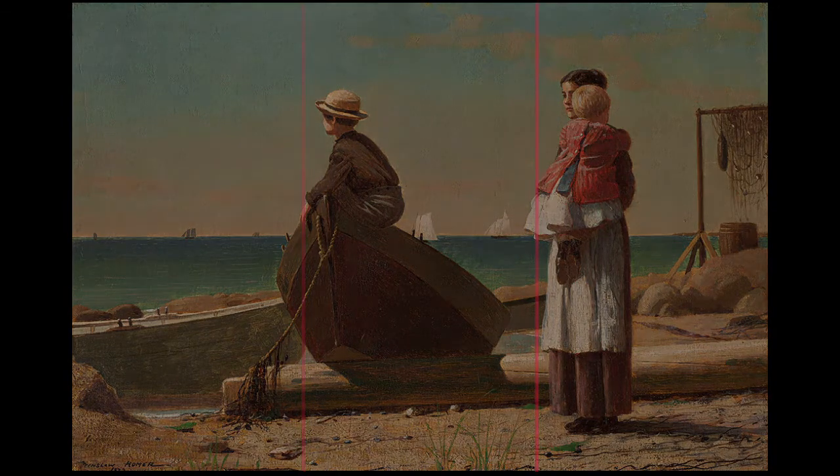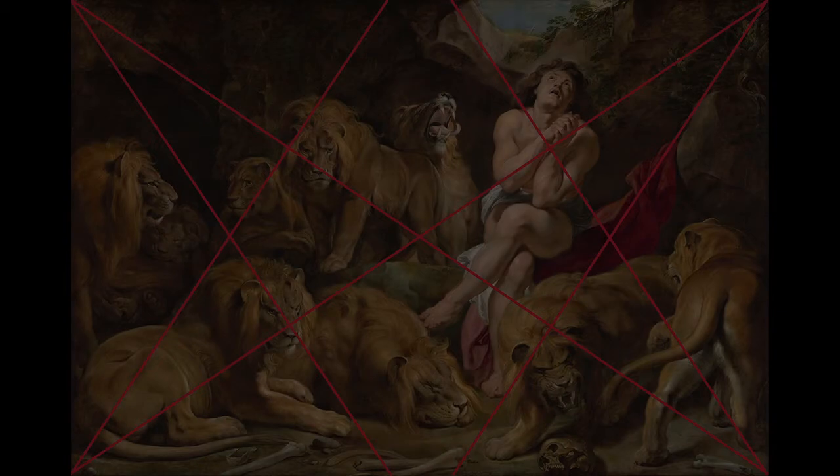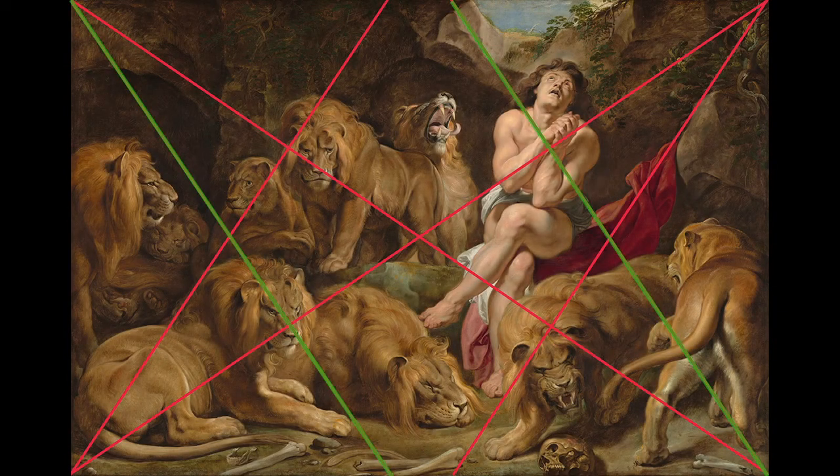The harmonicometer is a compositional guide that offers aid in the harmonic placement of accent points, the eyes of the rectangle, and echo lines that offer placement guides for diagonally oriented design elements. The eyes of the rectangle are formed by 90-degree intersections of diagonal lines projected from the four corners of the picture plane. The echo lines are formed by the projection of two diagonal lines from each corner of the picture plane. The word echo implies a diminished perceptibility of the compositional elements aligning with the diagonal guides in their repetition within the picture plane.